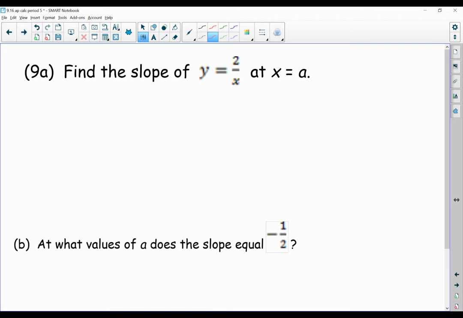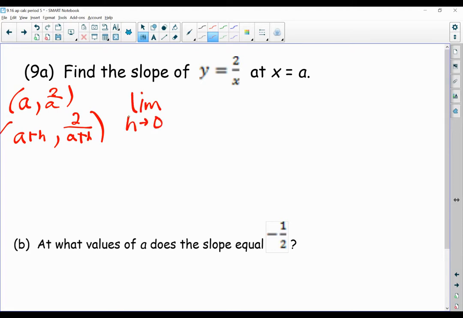Find the slope at x equals a. So I'm going to follow the same process here. I know I'm going to have the point a, and I'm going to plug a in, and that gives me 2 over a. Then I plug a plus h in, which just gives me 2 over a plus h. So I have my 2 points, and now to find the slope at a, I'm going to take the limit as h goes to 0. Again, no matter what variables are happening in the IROC process, it's always h approaching 0. I know the bottom is just going to be h.